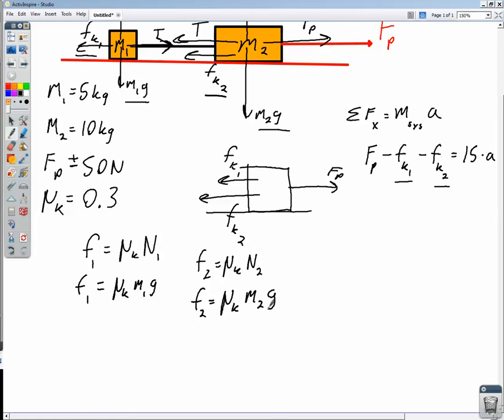So now we can plug those into our Newton's second law expression over here on the right. We have force pull minus mu sub k times m1g minus mu sub k times m2g, and that's equal to 15 times a.